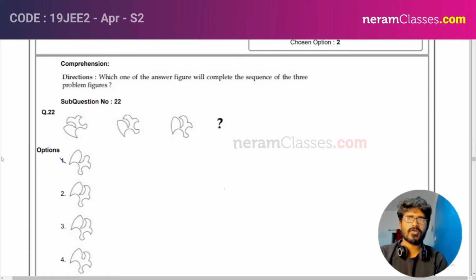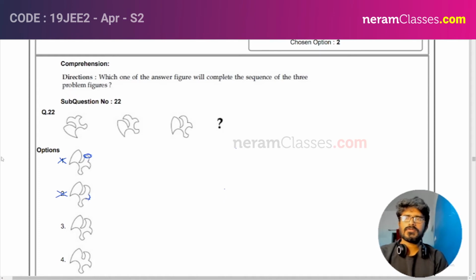First option is clearly wrong, because you can see that there is a cut here which is not present in this question. Okay, so one is wrong. Also, if you see, this second option is also wrong. Reason, here also we have a very wide open curve, but here it's very less. Okay, so 2 is also wrong, and I'll erase this so that you'll have a clear view.